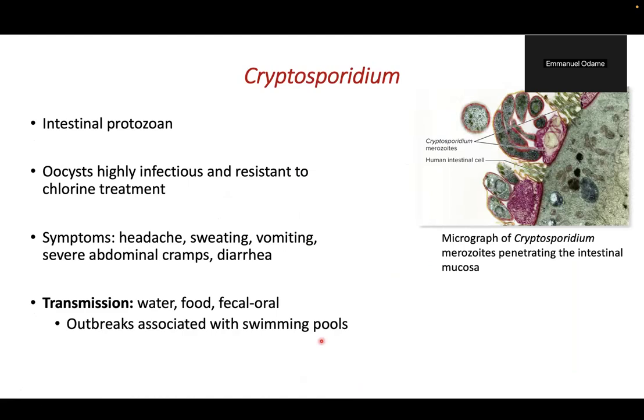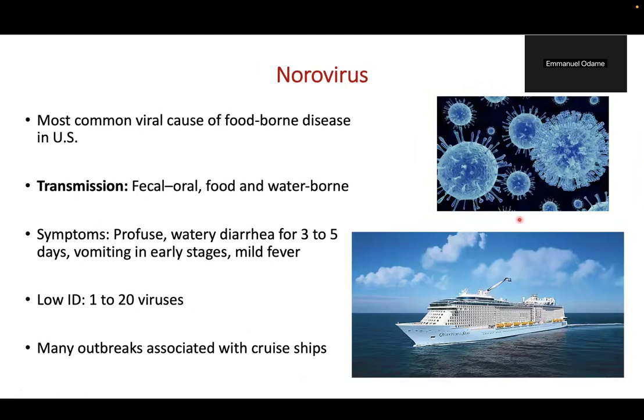Next microbe that causes diarrhea on our list is called Cryptosporidium. This is basically an intestinal protozoan. The cyst is highly infectious and resistant to chlorine treatment, and symptoms of infection with this protozoan include headache, sweating, vomiting, and severe abdominal cramps. Transmission is through water, food, and the fecal-oral route. Outbreaks have been associated with swimming pools. So if you have people who play a lot in dirty swimming pools, they might run a risk of getting this.